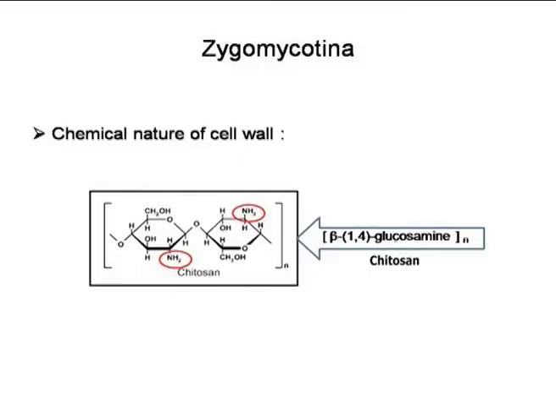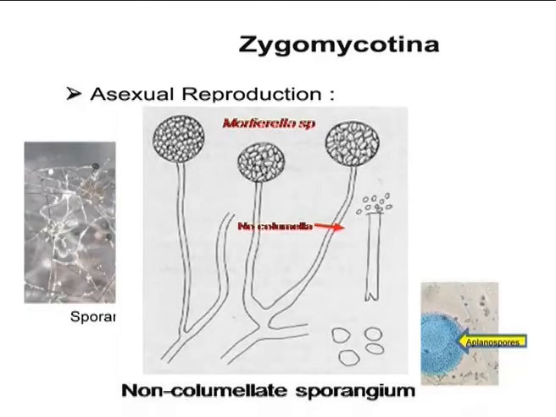Now, chemically, the cell wall is composed of chitosan mainly. Just a few minutes ago, I mentioned that chitosan is nothing but the deacetylated form of chitin. You can see from this structure. Asexual reproduction in this particular group takes place by means of mitospores, which are produced in sac-like sporangium. They are always non-motile, that is aplanospores. The sac-like sporangium may be columellate or non-columellate.